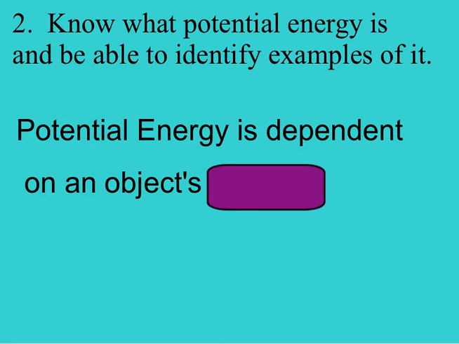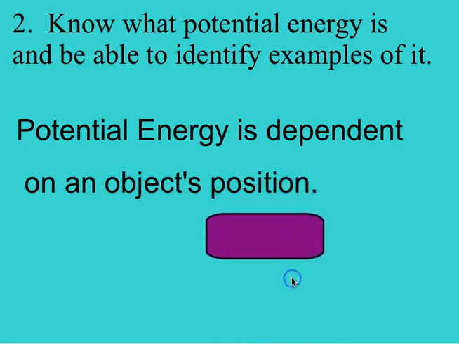Now, potential energy is dependent on an object. And this is one of the things you would have gotten from one of the readings. So potential energy is always dependent on an object's position. So when you think about this, if I'm holding a basketball at the same level as my knees, it's in a lower position. It's got less GE. If I raise it high above my head, it's in a different position. So it's got more GE because it's got more elevation.